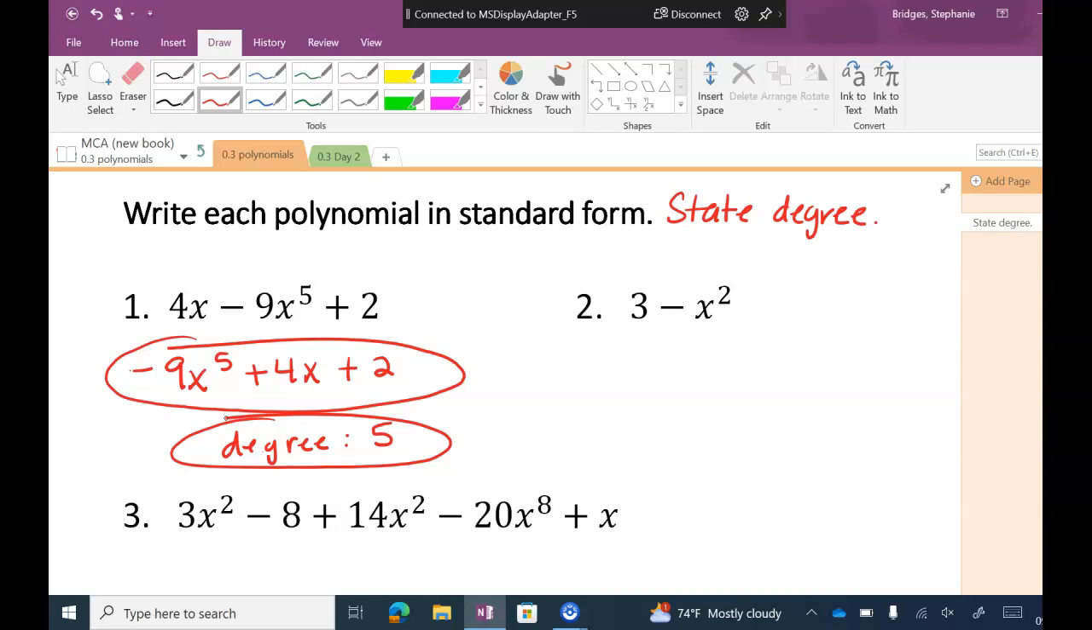Also, if there are any terms that are similar or like terms, then you can combine them together as you're writing it in standard form.